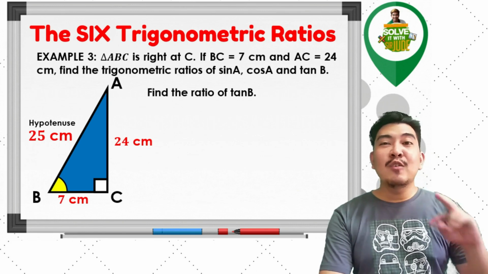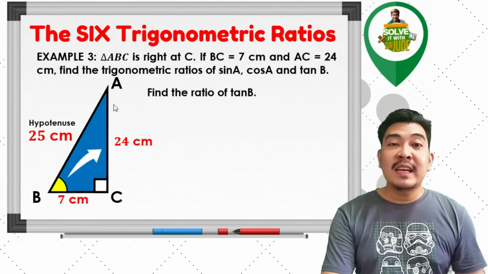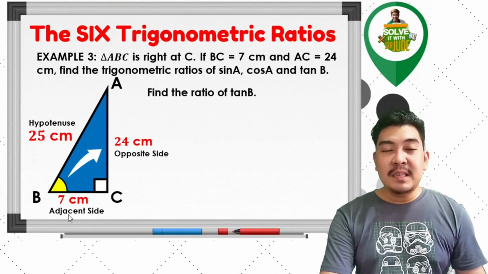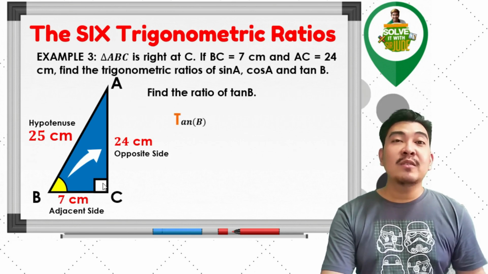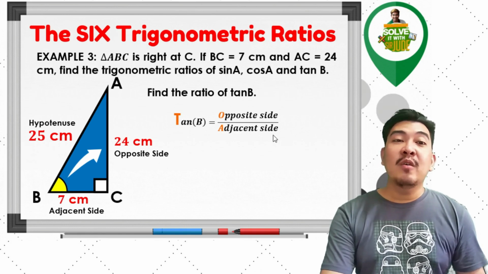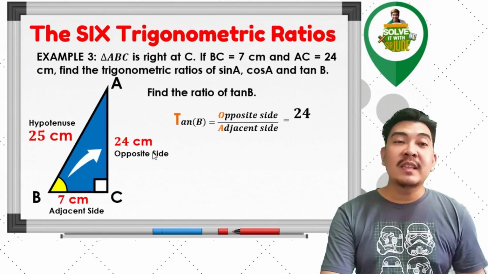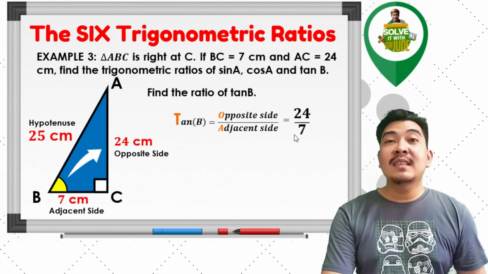So magiiba lang yung adjacent at saka yung opposite side natin. So angle B, the opposite side is now AC, and then the adjacent side will be BC. Since all the sides are already labeled, we are now to get the ratio of tangent B. So that will just be opposite side over adjacent side. So the opposite side has the measure 24 centimeters over the measure of the adjacent side, which is 7.